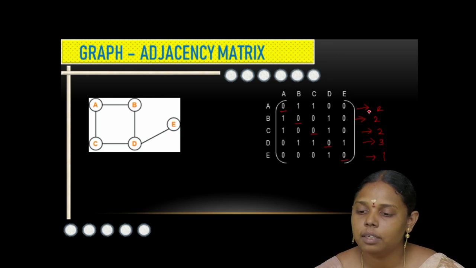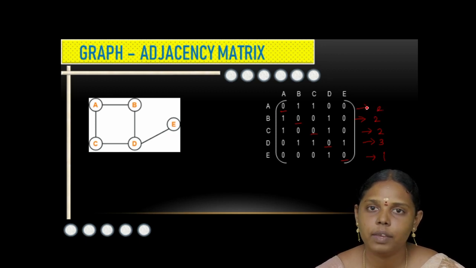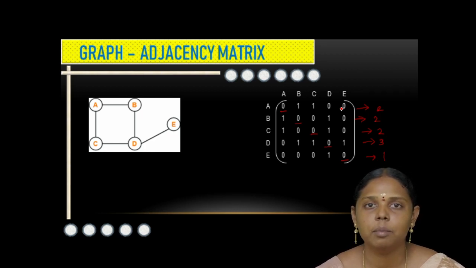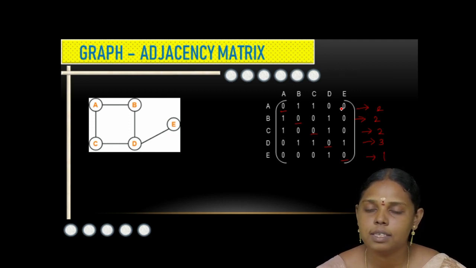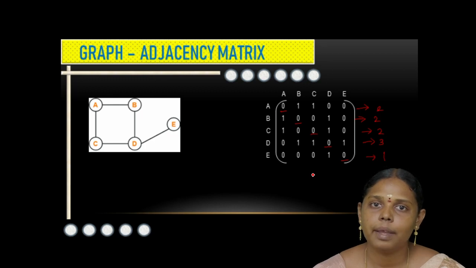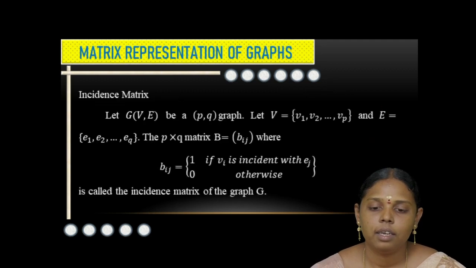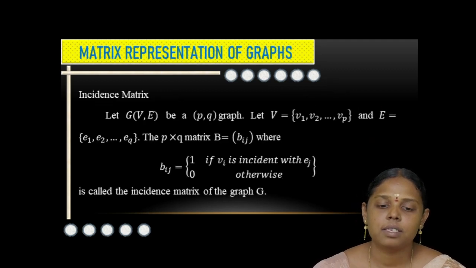So the 2 is nothing but the number of edges incident with the vertex A. So the sum of the entries in the row represents the number of edges incident with the corresponding vertex. That is nothing but the degree of the vertex. So row sum is nothing but the degree of the corresponding vertex. Since this is a symmetric matrix, we also get the same value as the column sum. So we may say that the row sum as well as the column sum will be the degree of the corresponding vertices.